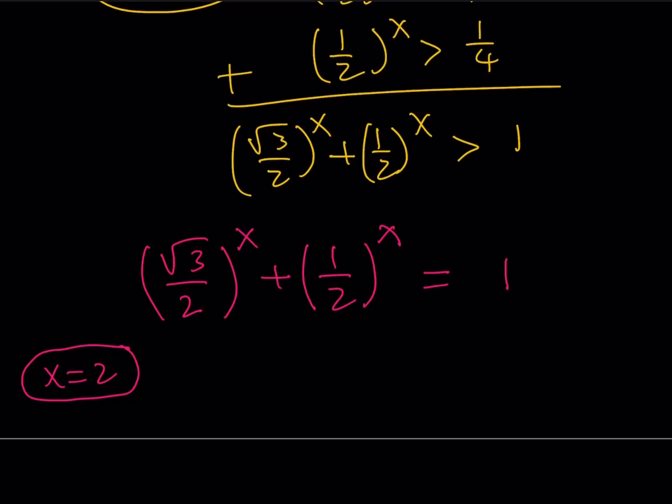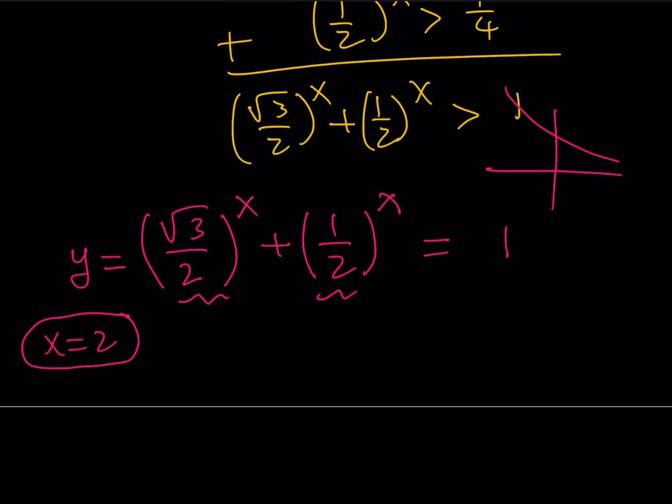Now, notice the function on the left-hand side. If you call this y equals f of x, it's a function of x. And notice that √3/2 is less than 1. So for any number like base b to the power x, if b is less than 1, it's going to be a decreasing function. As you know from exponential functions, the graph is going to look like this. This is a decreasing function. This is a decreasing function. Their sum is also decreasing, and you can show that with calculus by taking the derivatives. So this function is a decreasing function.